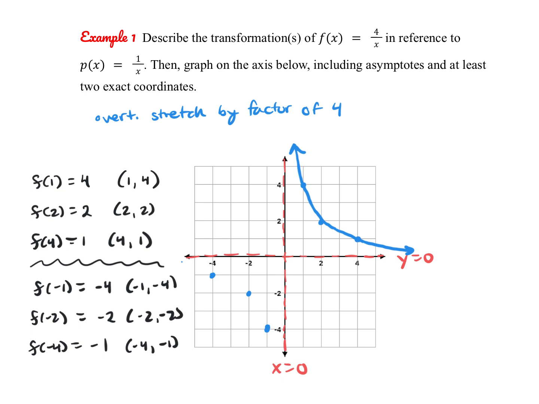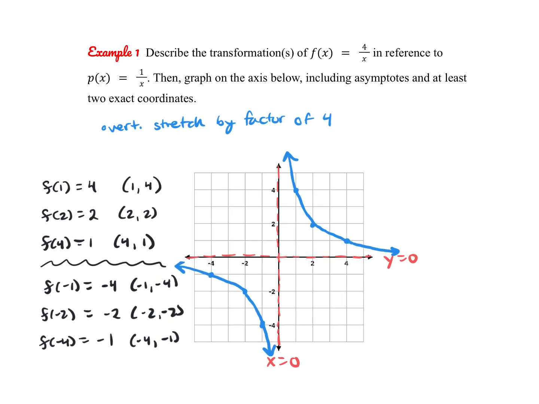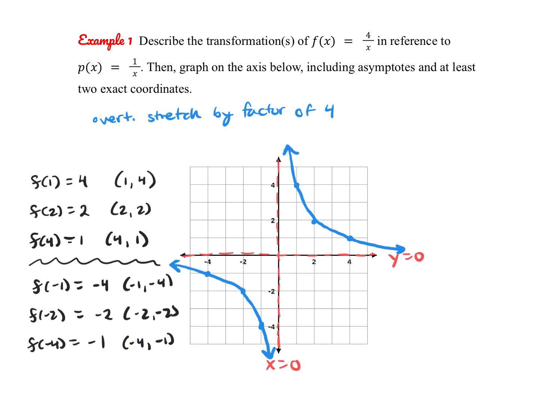Again, I won't always find this many exact coordinates, but you can always find more coordinates to add accuracy to your graph. And then I know, again, that it will hit those coordinates, but then it will start traveling along my horizontal asymptote and my vertical asymptote. And I'm done. That's all there is to it.